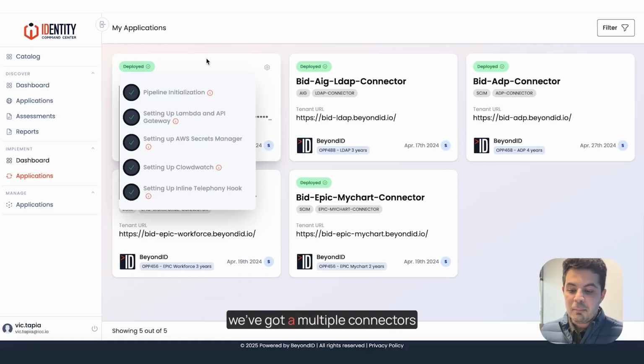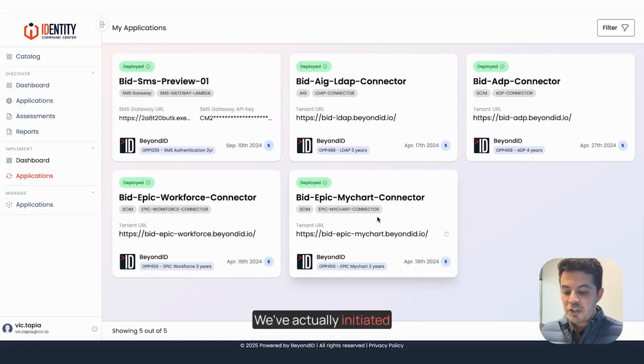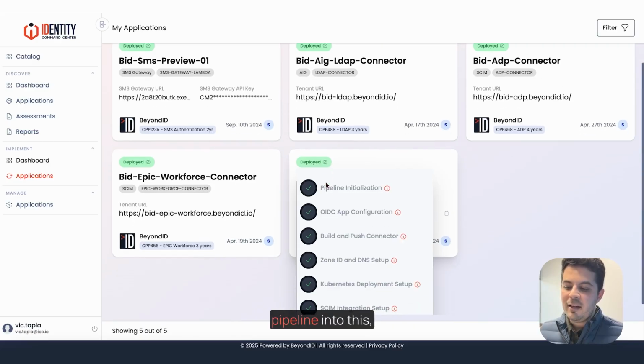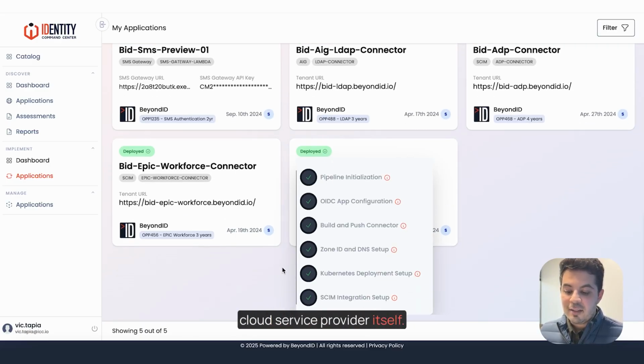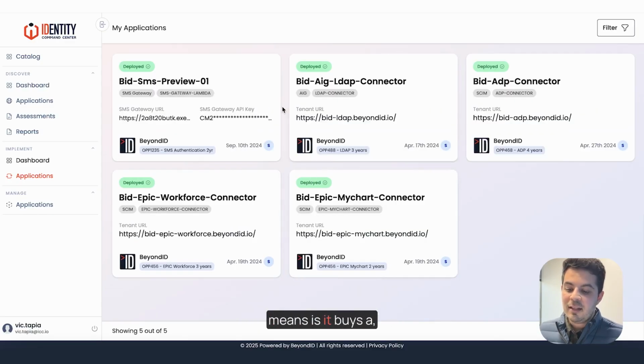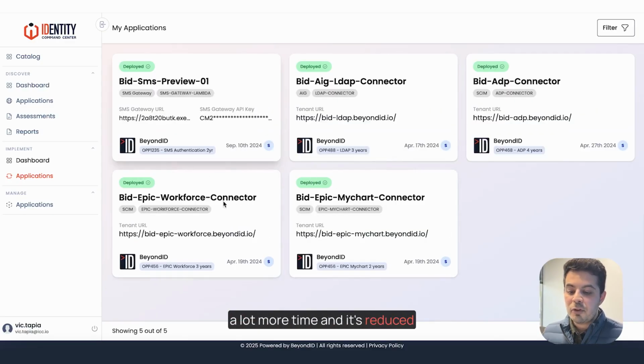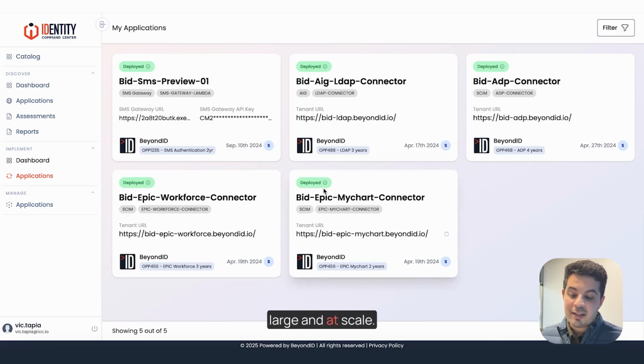So in this scenario, we've got multiple connectors we've deployed. We've actually initiated deployment from within ICC. We've integrated it with the identity provider, and we've deployed it through the pipeline into this cloud service provider itself. Ultimately, what that means is it's bought us a lot more time, and it's reduced the amount of effort and time it's taken us to deploy these things at large and at scale.